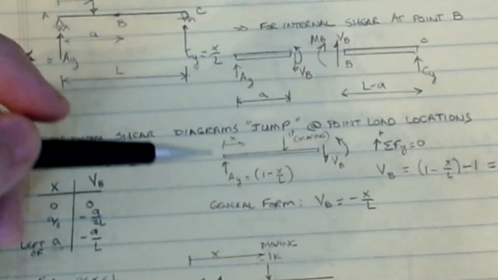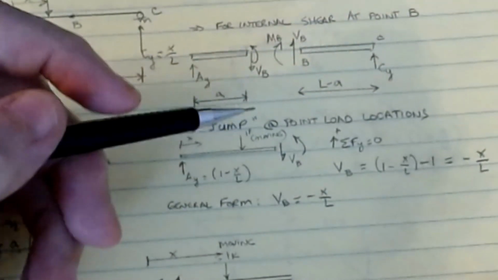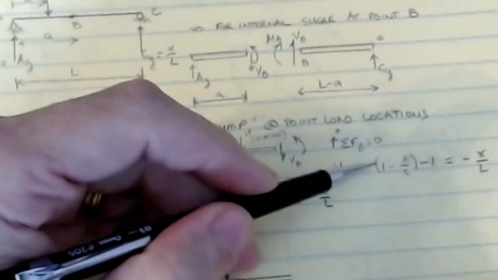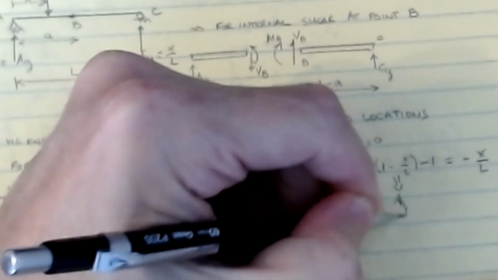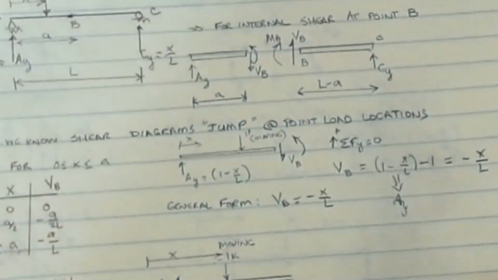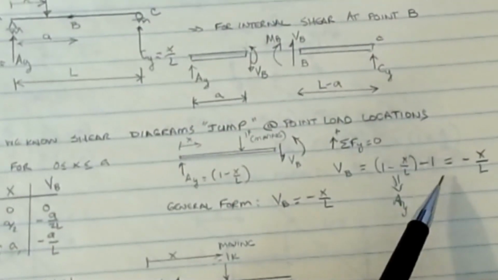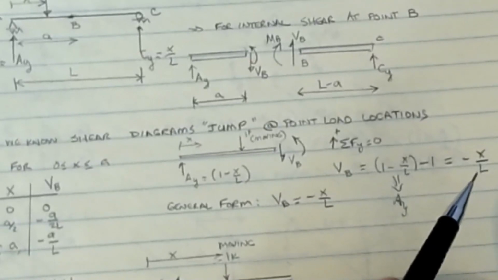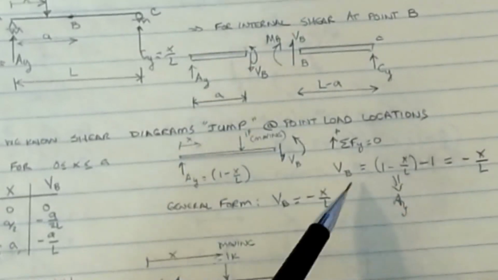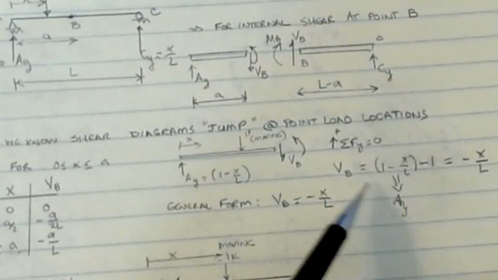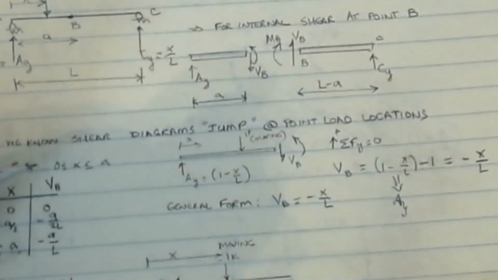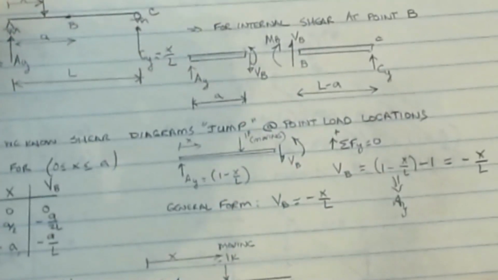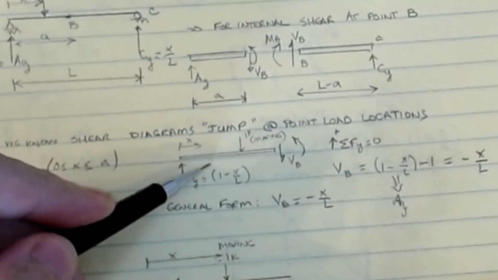And so I could do my equations, do sum of forces in the y direction. VB is equal to 1 minus X over L. This is the AY. Then minus 1, and then minus X over L would be the value of the shear at that location, so it's a function of X. Now we have to be careful that that's valid only on this interval, 0 less than X less than A, because that's where this picture was valid.